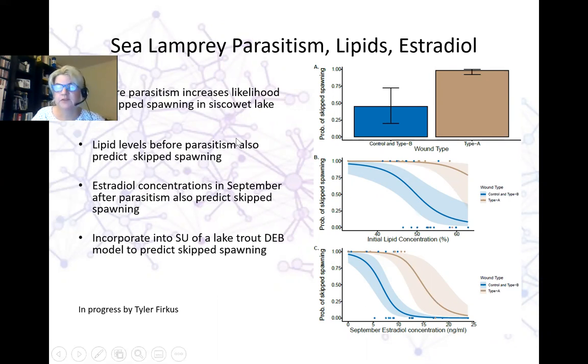But it's not quite as clear cut. The lipid levels before parasitism also contribute to that skip spawning event, but estradiol concentrations the year after also predict skip spawning. So we're taking the egg loading module that Dina's worked on, and we're trying to collapse it to something even simpler, just an estradiol feed, which will link into the condition and the reproductive buffer of the fish. We have a big data set for this, so we're going to try to incorporate it into an even simpler type of approach.